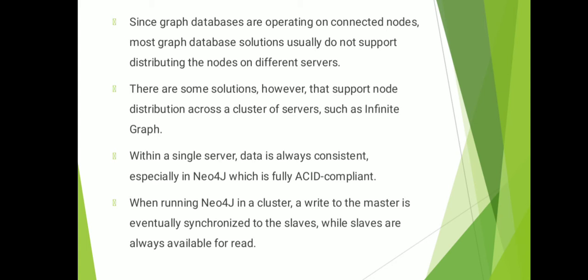When running Neo4j in a cluster, a write to the master is eventually synchronized to the slaves, which means that whenever you write data, the data written by the master will be distributed to the slaves immediately. So whenever you request a read from the slaves, it will always be available. Why? Because the write has been synchronized to all the slaves.